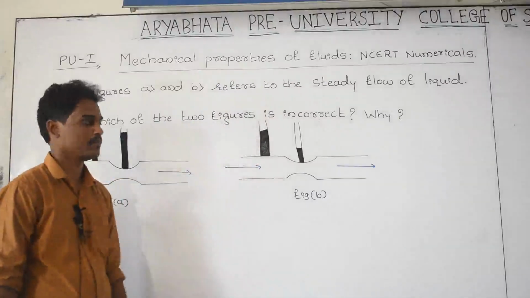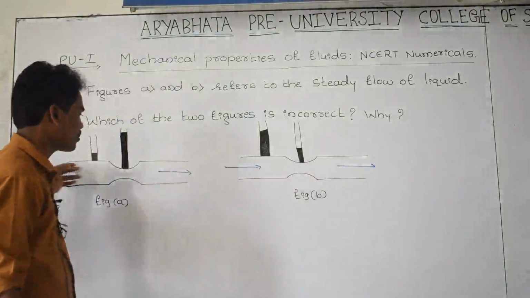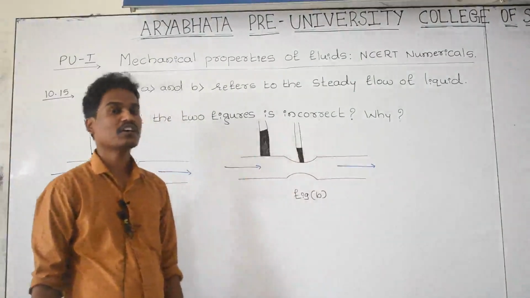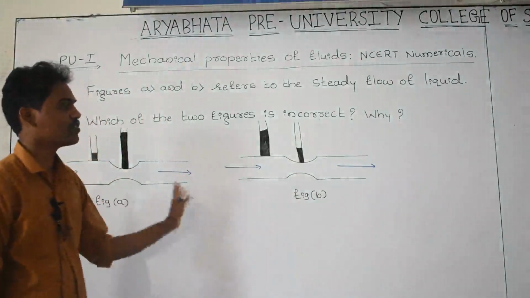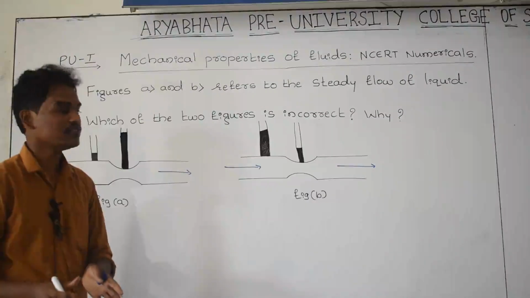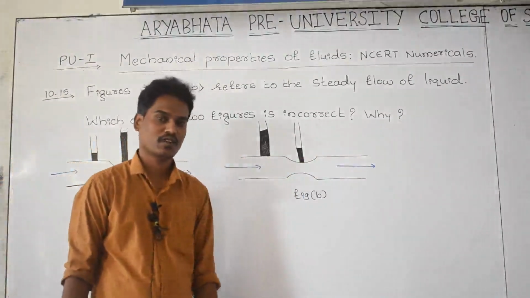You need to explain. This is diagram first and this is diagram second. The liquid is flowing through the pipe here and here. Among these two diagrams, one diagram is incorrect with respect to the pressure as well as the flow speed of the liquid in the pipe.